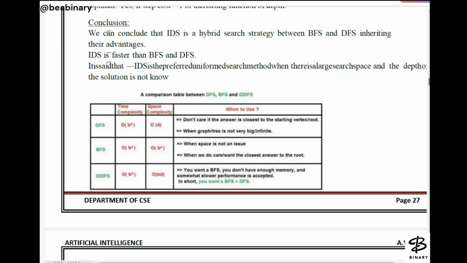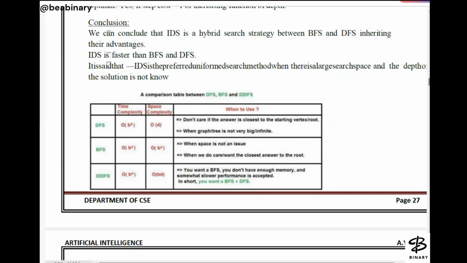When to use BFS? When space is not an issue, because the space complexity is high in this. And when we do want the closest answers to the root, right?